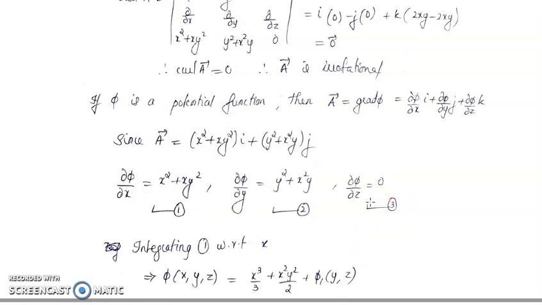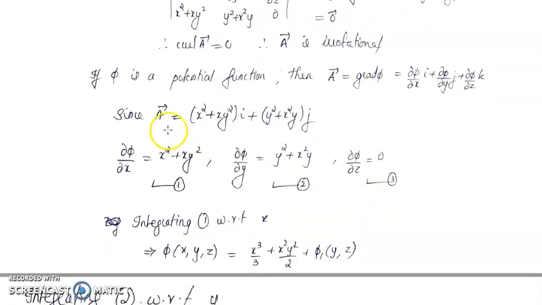So when we find phi, there will be arbitrary constants. When we integrate, there will usually be arbitrary constants. So we need to find out what that arbitrary value is, and that will be obtained using the 3 values. So we will get 3 values of phi by integrating 1, 2 and 3, and from that we can find that arbitrary value.